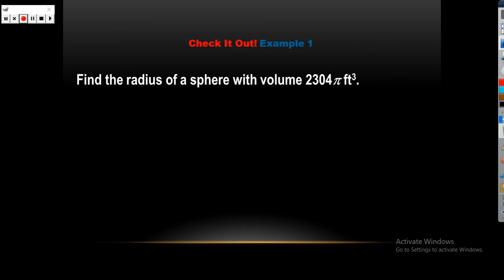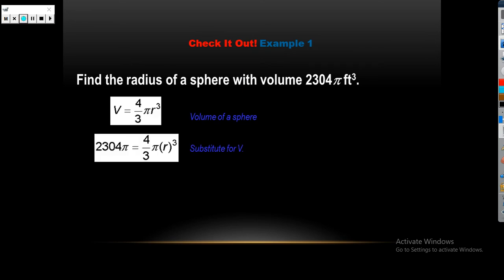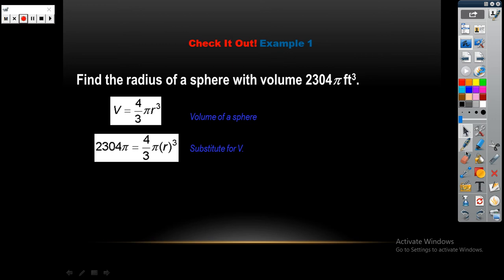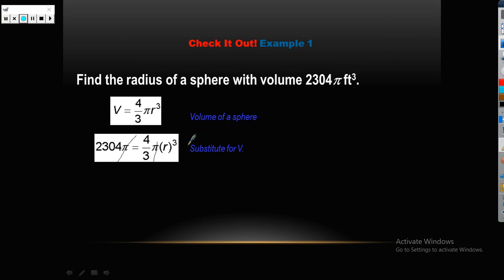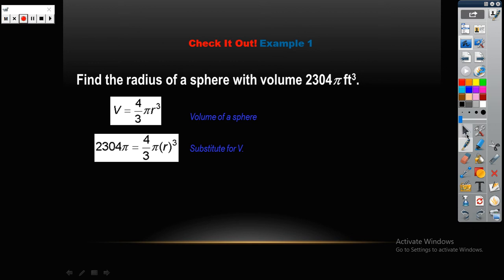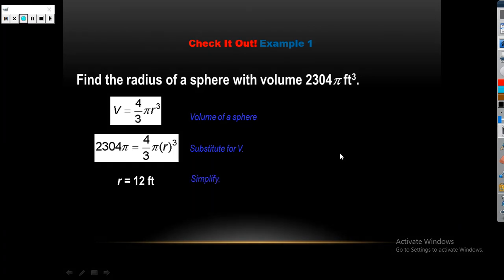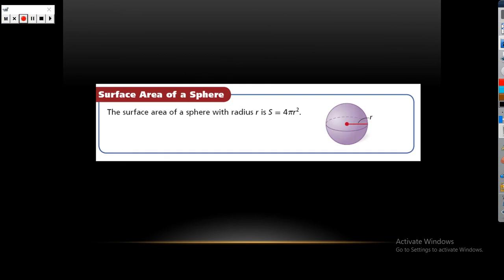Okay, it says find the radius of a sphere with volume 2304 pi feet cubed. So the volume is 4 over 3 pi r cubed. So first, I'm gonna remove the pi on both sides. Then I'm gonna multiply this number by 3 over 4. And then I'm gonna take the cube root of the number. And the answer will be the radius is 12 feet.